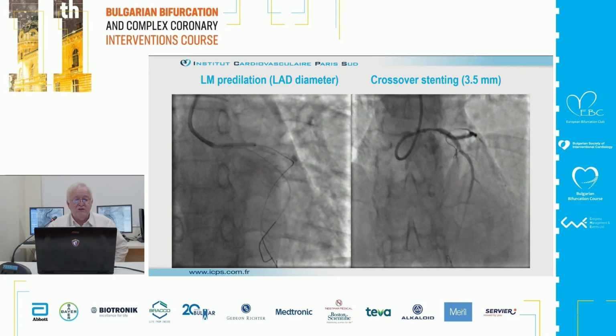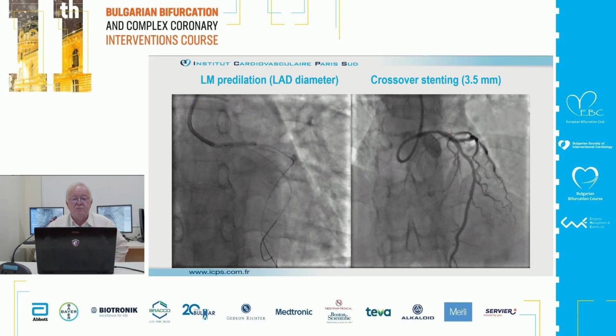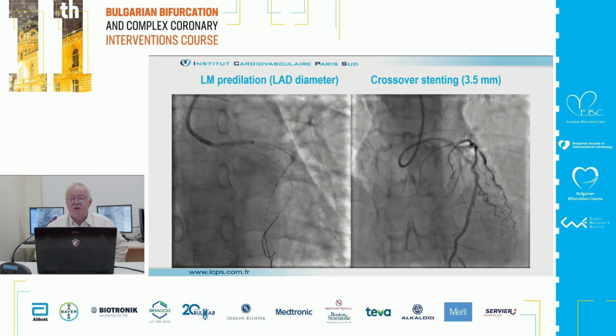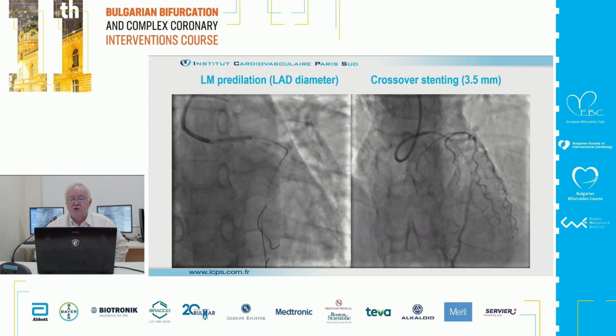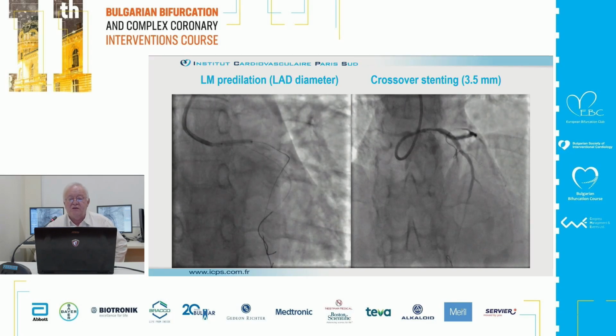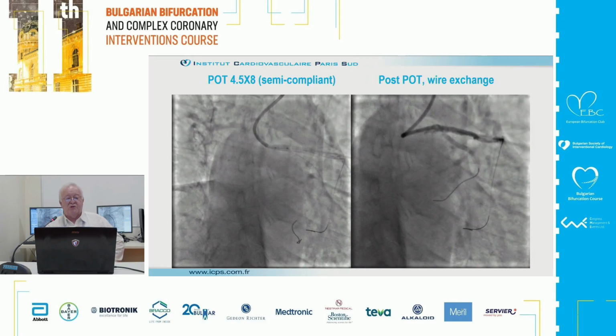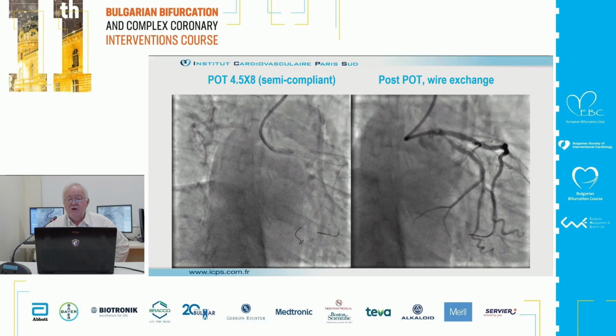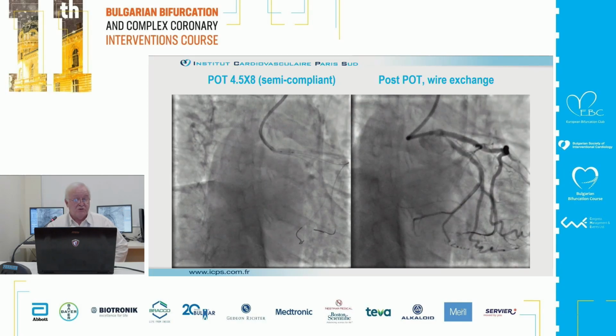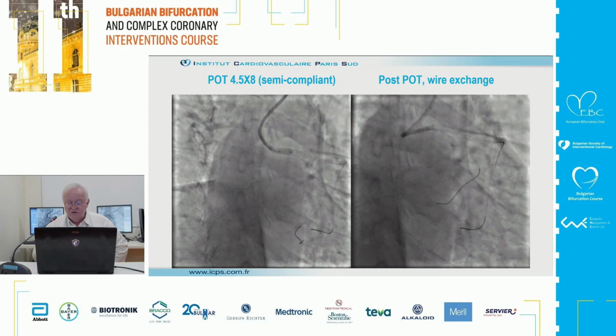So I put 2 wires. It's the beginning of everything in bifurcation stenting. I pre-dilated, which was not very effective. You see on the right, I put a stent, crossover stenting, 3.5, and did immediately a POT on the left main. You can see that the circumflex is still patent.